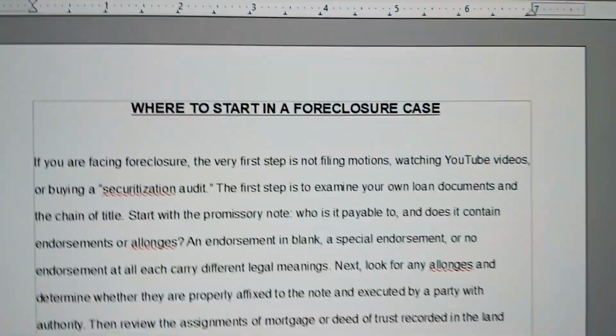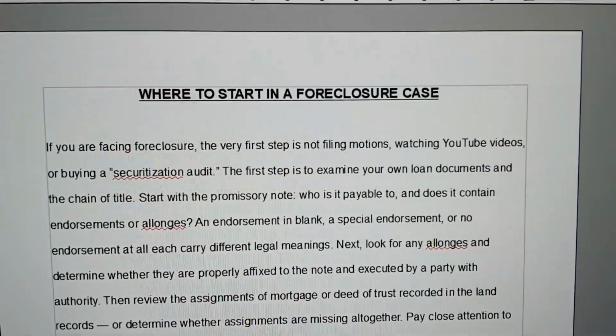And today's topic is one a lot of people have been asking about, and that's where to start. So let's talk about where to start in a foreclosure case.